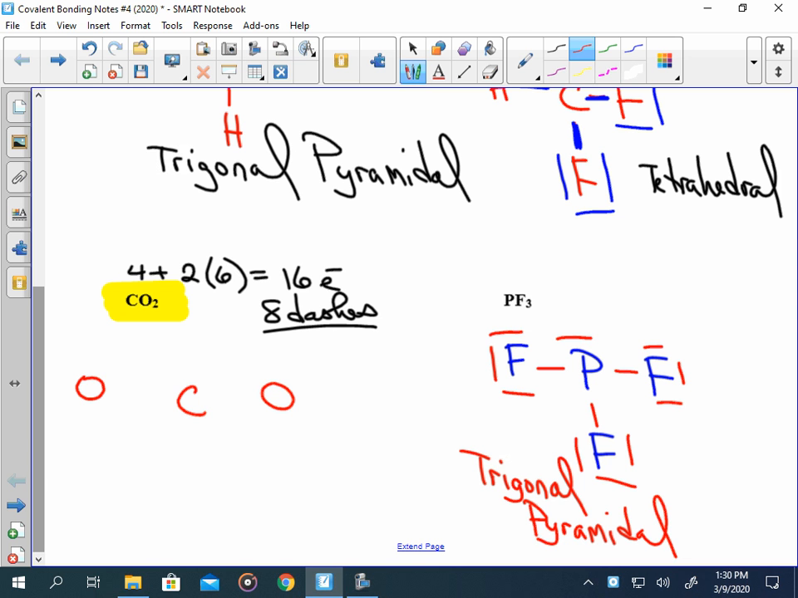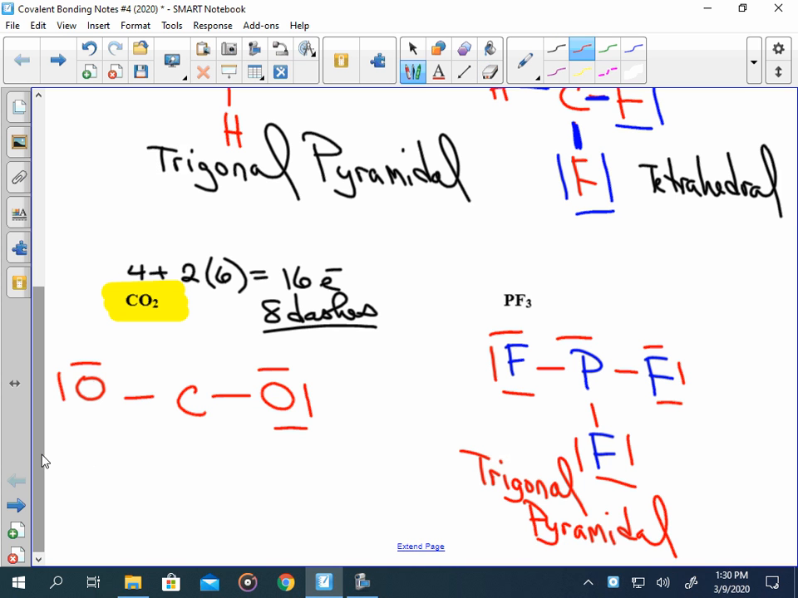1, 2, 3, 4, 5, 6, 7, 8. We wall off the perimeter. But then here's what I notice. Carbon only has a total of 4 right now, so that's not going to be my final answer. I've already used my 8 dashes, and so this is what most folks have done.